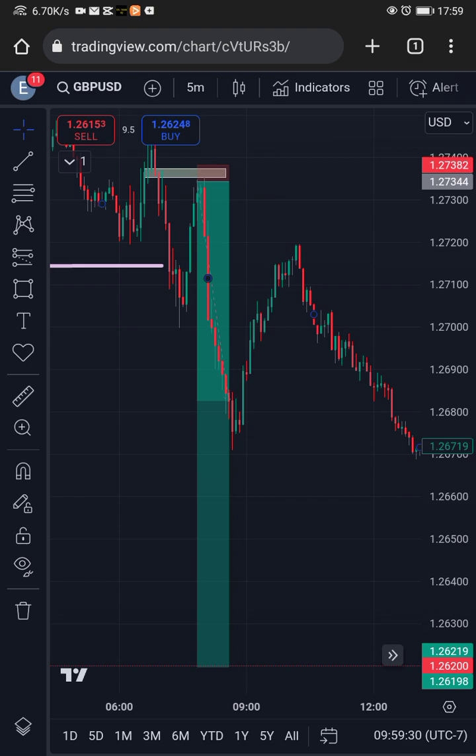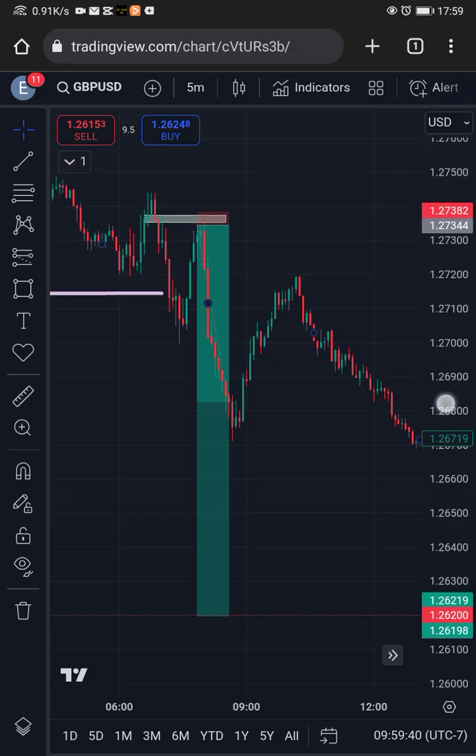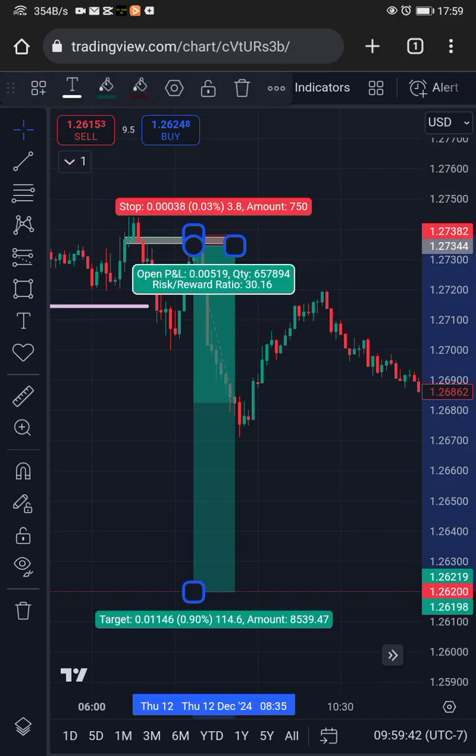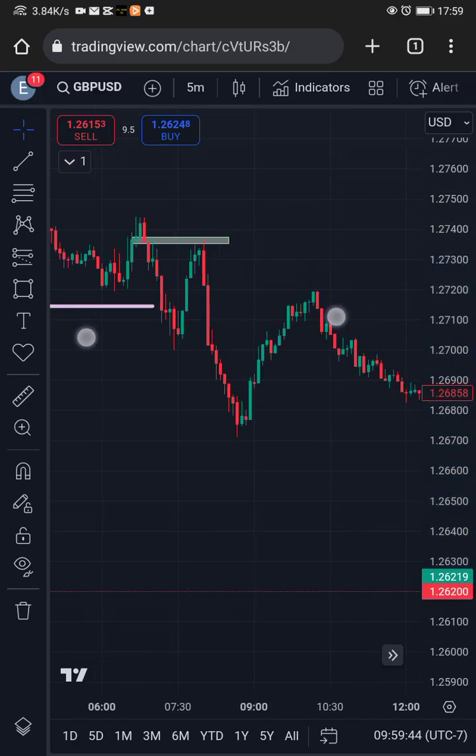So this is how you can use support and resistance to trade. So let us go and check out the sell scenario. The reason why I drop many strategies on this channel is to show you that there is no strategy that doesn't work.